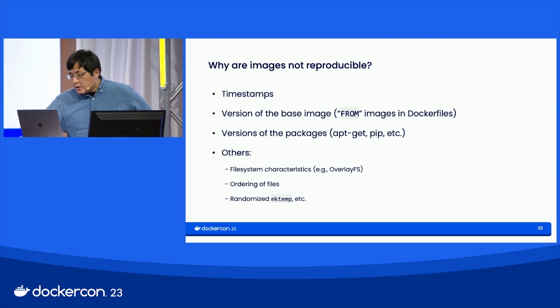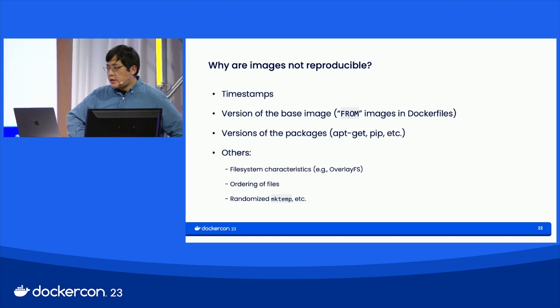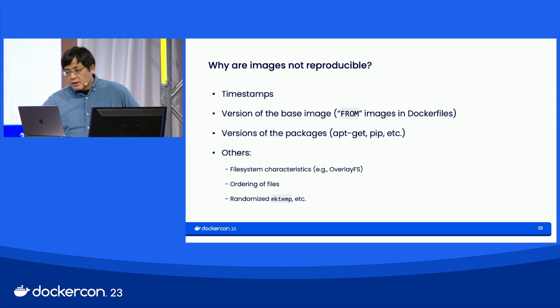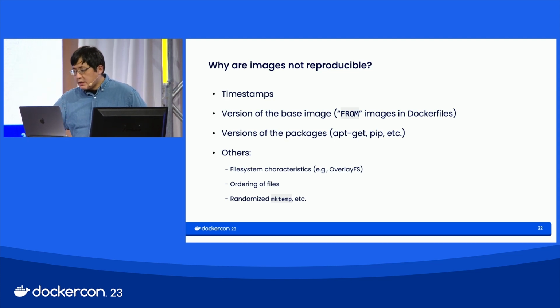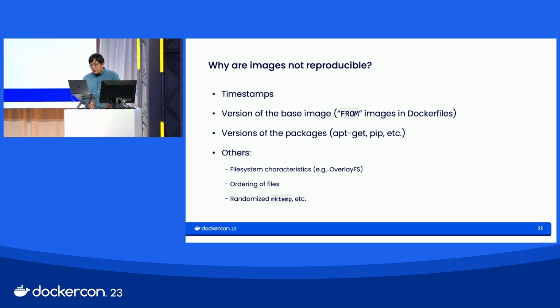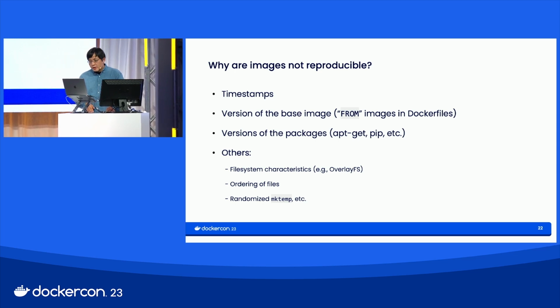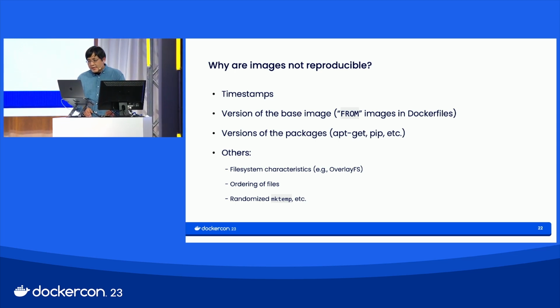So let's take a look at why we can't just make most images reproducible. There are various reasons. The most obvious one is timestamps, as I showed in the demo. The files inside the images have timestamps. And the image itself has timestamps that are shown in the docker image ls command, the docker image inspect command, and the docker image history command.